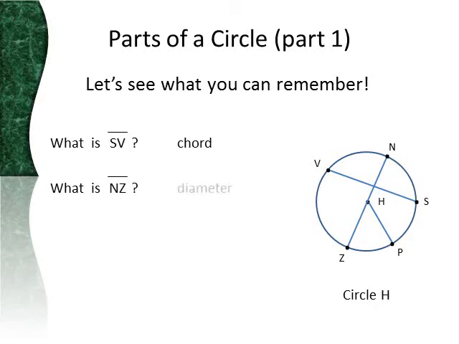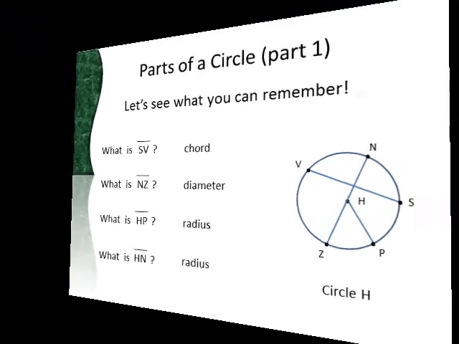Excellent, a diameter. What part of the circle is line segment HP? Awesome, a radius. Finally, what part of the circle is line segment HN? Yes, a radius as well. Hey, you're pretty good at this. That one was a little bit tricky.